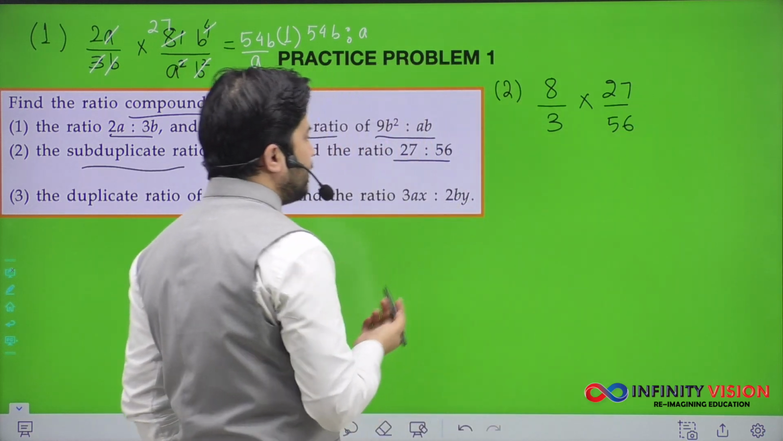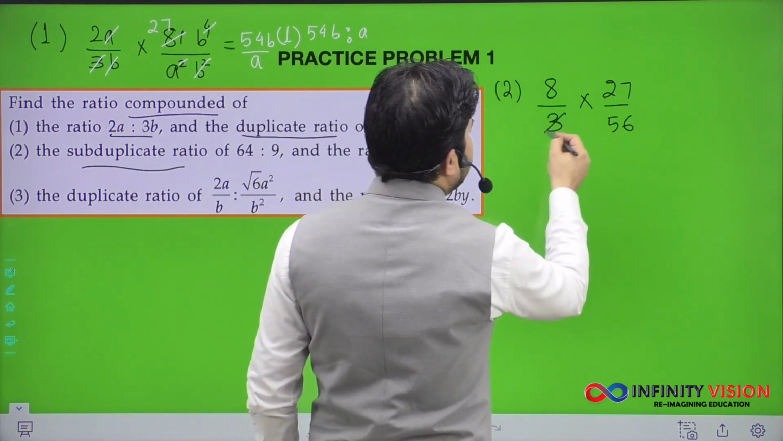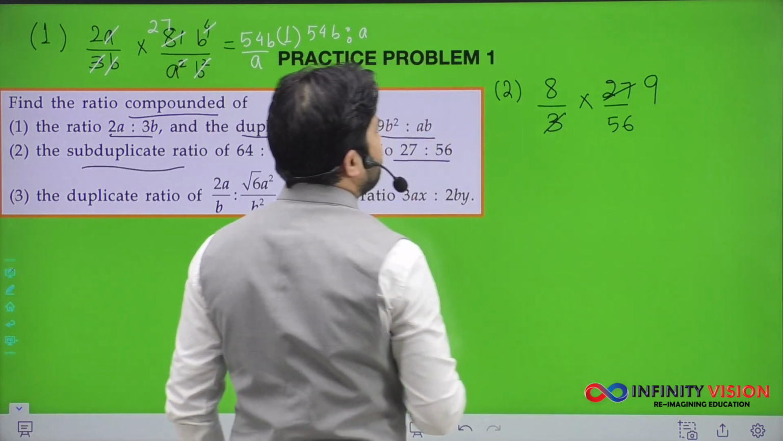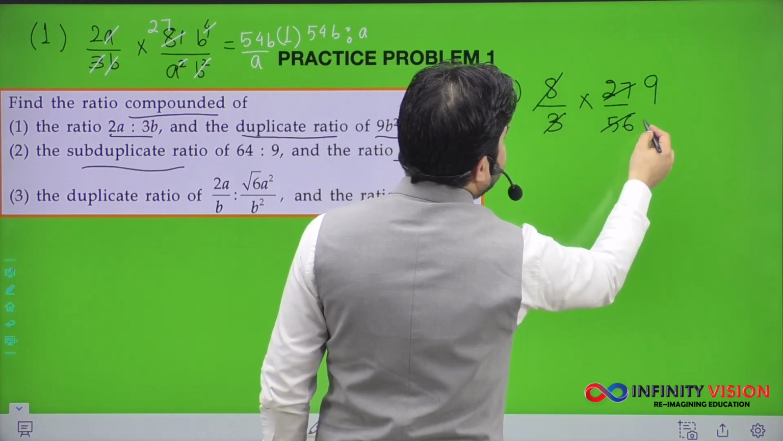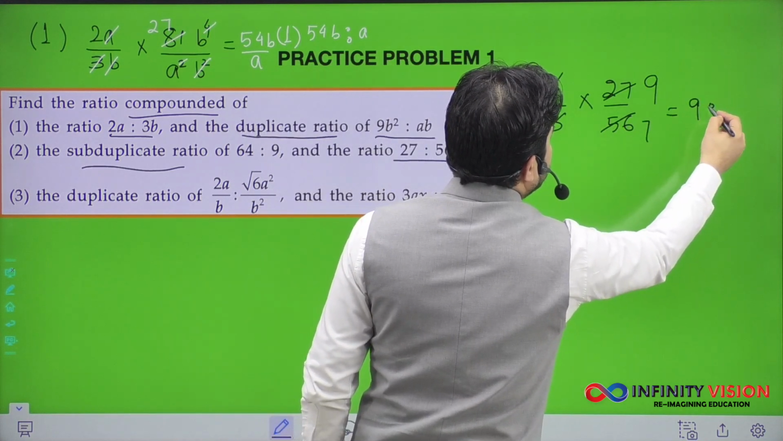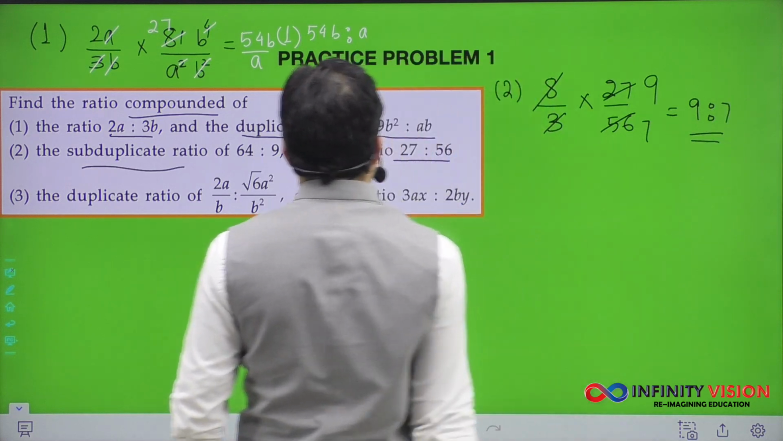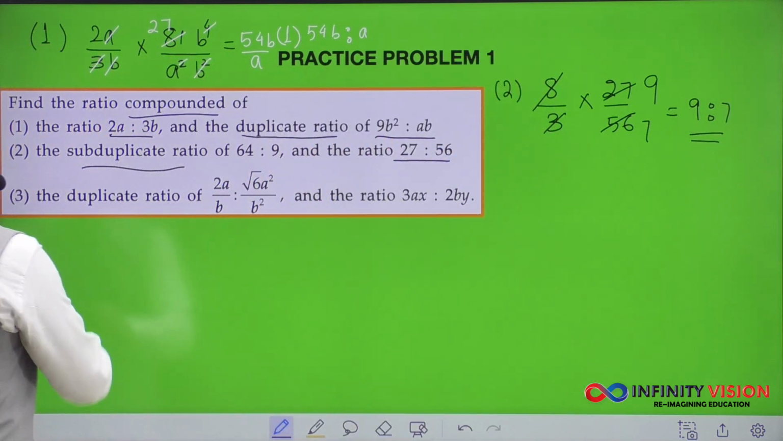You just need to multiply them together. So 3 will cancel 27 by 9 and 8 will cancel 56 by 7. So it would be 9 is to 7. So 9 is to 7 would be the compounded ratio of second part.